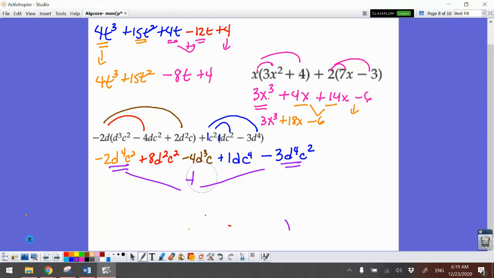Do I see any other ones that are the same? I don't. So I'm just going to put these two together. So -2 plus -3 is going to give me a -5d^4. Oops, I need a C, not a D. d^4c^2. And the rest of these I'm just going to drop. I'm going to go ahead and just drop these down, and then we'll talk about order here in just a second. Okay, so since they have the D's first, let's go ahead and put these in order according to D's.